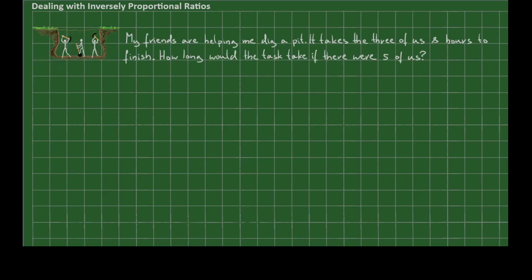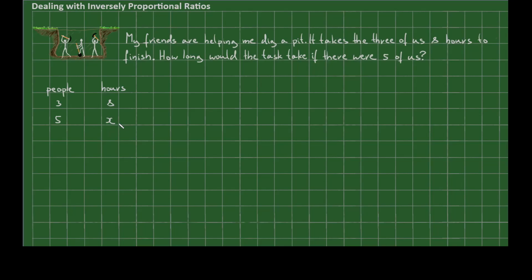My friends are helping me dig a pit. It takes the 3 of us 8 hours to finish the job. How long would the task take if there were 5 of us? I like to start by creating a table that shows the variables involved. In this case, we have people and hours. And the question is, if we had 5 people, how long would it take?